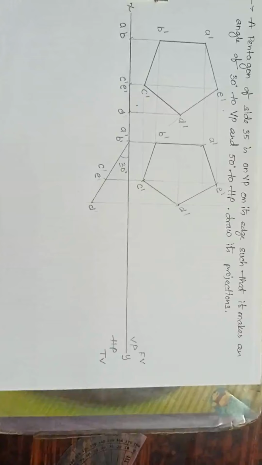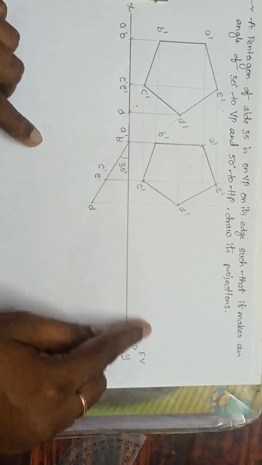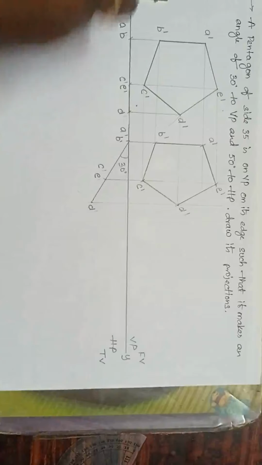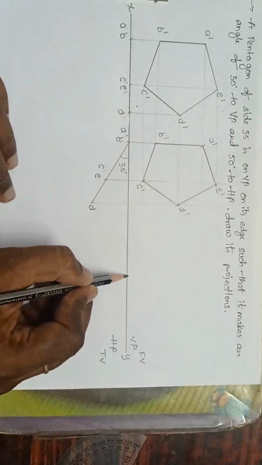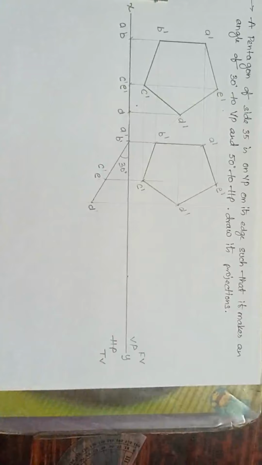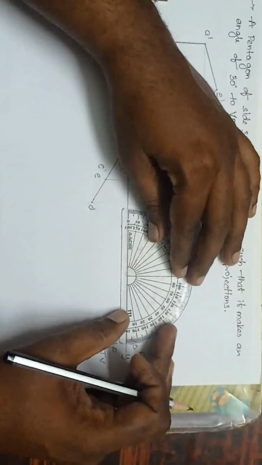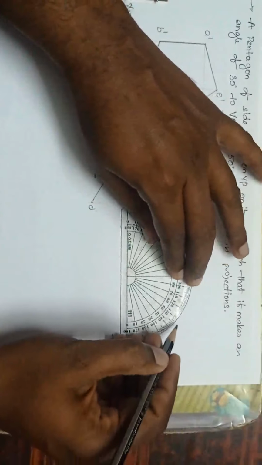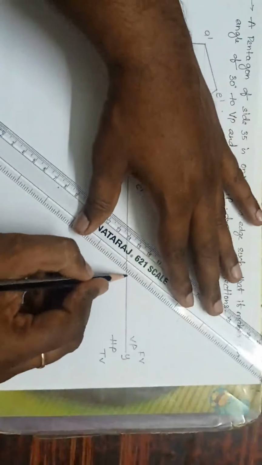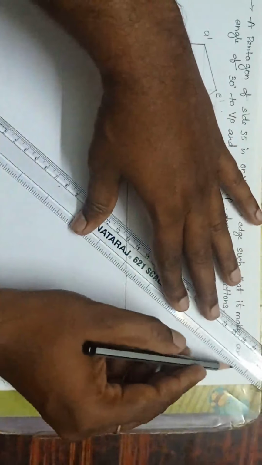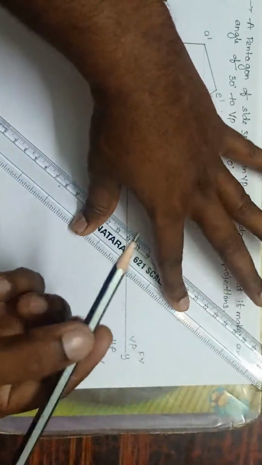Now what I will do is mark an angle of 50 degrees. First, mark any point here, somewhere here, and I will take 50 degrees. Angle 50 degrees. See here, this is 50. Draw a line, a very light line. The line should be very light. Hold it very light. Okay, fine.